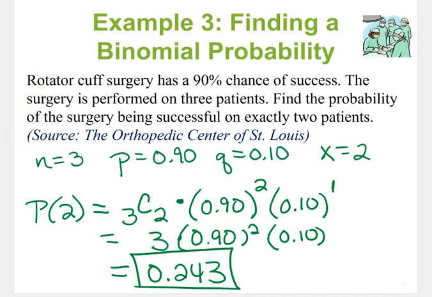So notice the formula isn't too horrible once you get started. You just have to be very careful that this power is the number of successes and this power is the number of failures. So successes, percent of success is your base, power is the number of successes. Failure percentage, failure probability right here, and then power would be the number of failures.